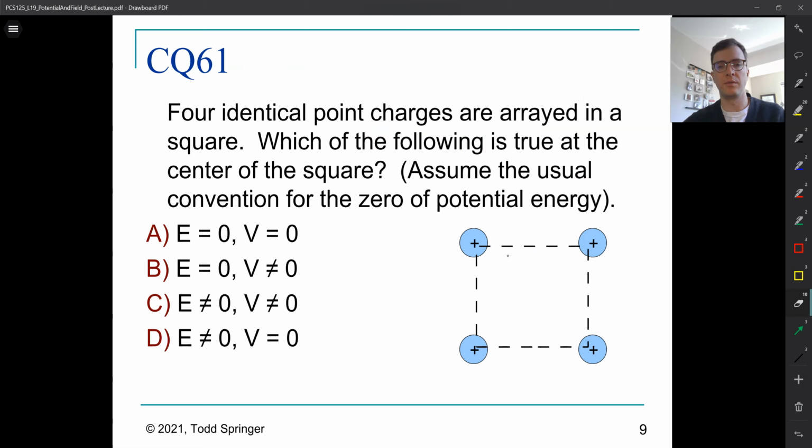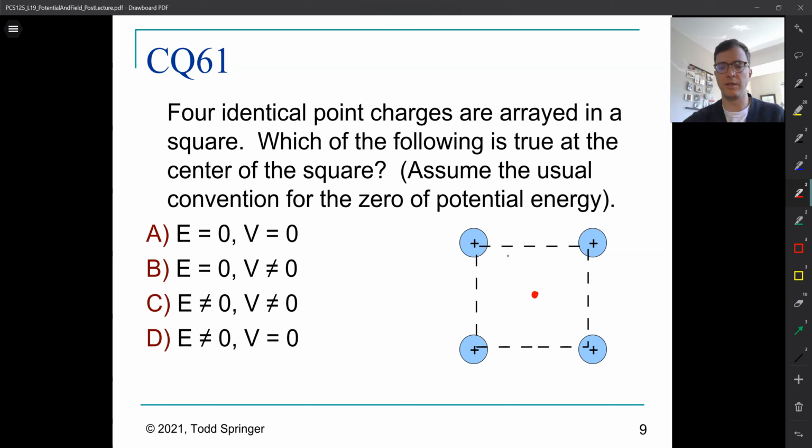Here's another question dealing with point charges. Suppose I've got 4 point charges arranged in a square like this. They're all positive, and they're all going to be identical point charges. Which of the following is true at the center? So I want to know at the very center of this square. Think about the electric field and think about the voltage or the potential. Are they both 0? Is only one of them 0, or neither of them 0? Take a moment, pause the video, see if you can answer this question before proceeding.